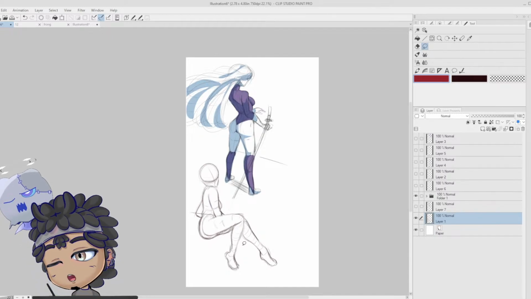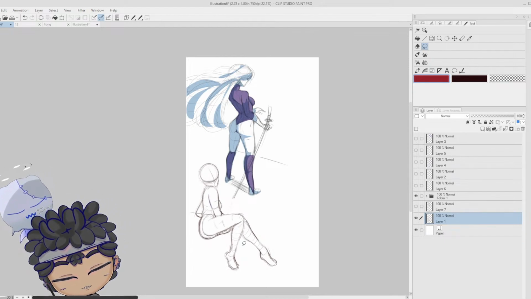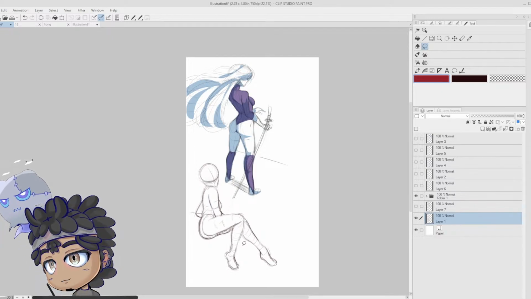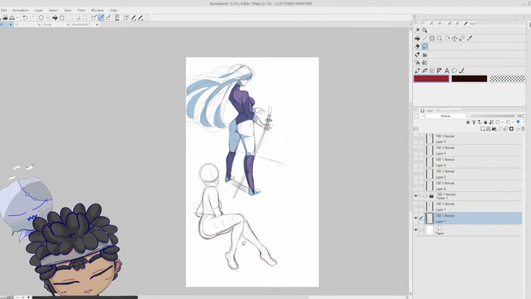If you guys send me a pose, don't send me any poses with any loli stuff, because I'm not drawing no loli. You know how that goes. Let me see. I don't think anyone saw it.